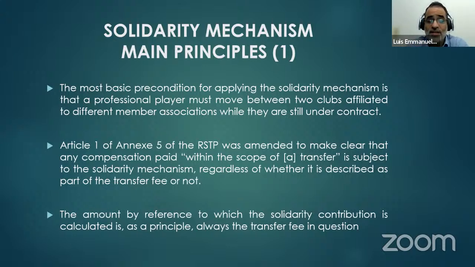Also, Article 1 of Annex 5 of the RSTP was amended to make clear that any compensation paid within the scope of a transfer is subject to solidarity mechanism, regardless of whether it's described as a part of the transfer fee or not. Any compensation, exception being made, of course, of training compensation, is not taken into account for the calculation. The amount by reference to which the solidarity contribution is calculated is, as a principle, always the transfer fee in question. We're going to see an example where that's not the case, but in principle, it's always the transfer fee that is used as the base to calculate the solidarity due.